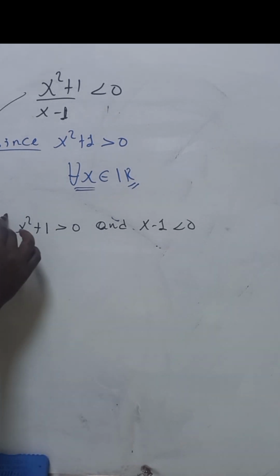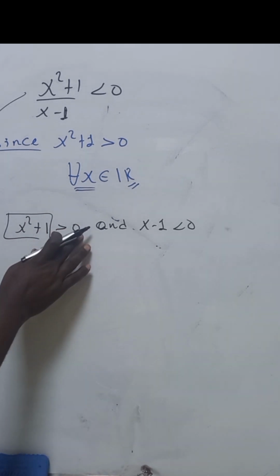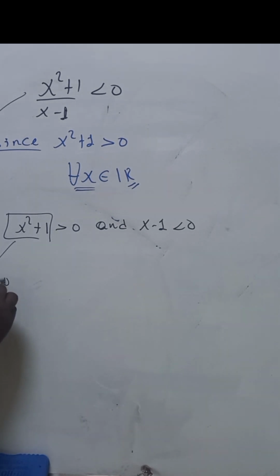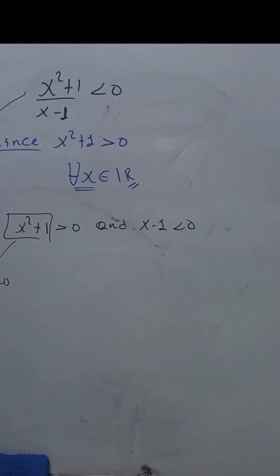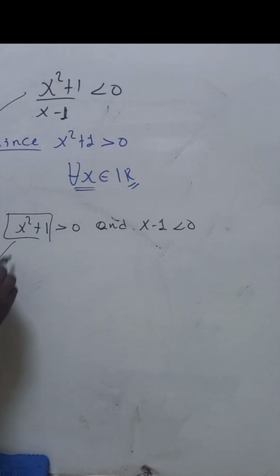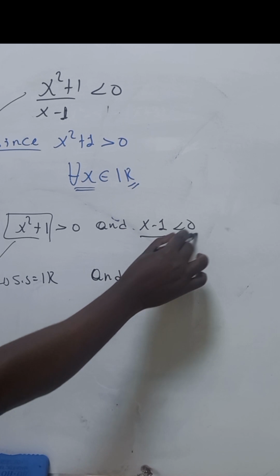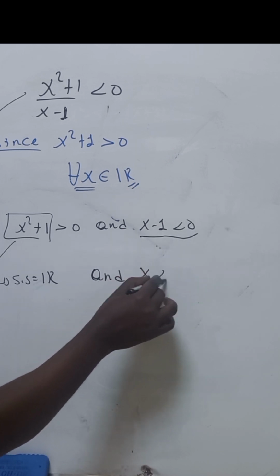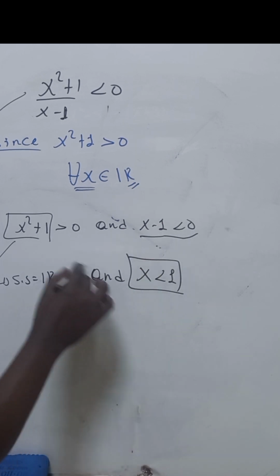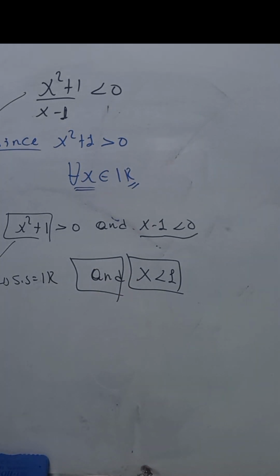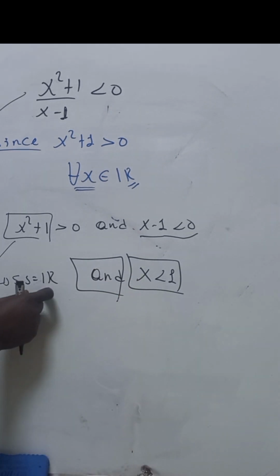Now, x squared plus 1 is greater than 0 and always positive. The solution for this is going to be any number, because you can take any real number in place of x and it is always positive. So the solution set for this part is the real numbers. And what is the solution for x minus 1 less than 0? The solution is x less than 1. But we need to take the intersection of these two solutions.